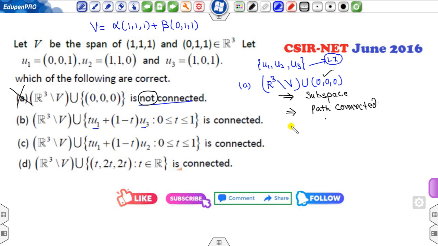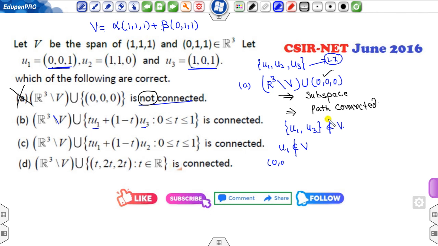So that means U1 and U3, minus V. Can you write this element in terms of U1 and U3? Firstly, we can check whether U1 belongs to V or not. Can you choose alpha and beta such that you can make U1? No. So U1 does not belong to V. You can make the first element 1, but the second element should be 0, and it is not possible to make it 0. So this element does not belong to V.